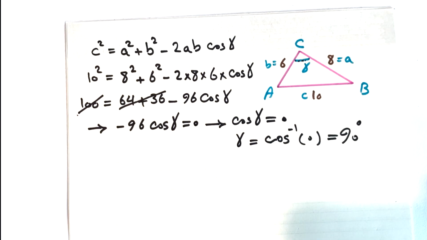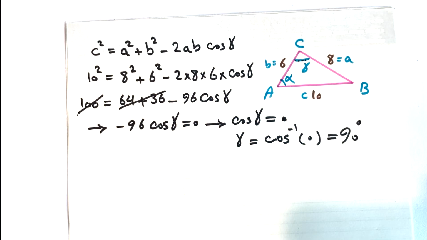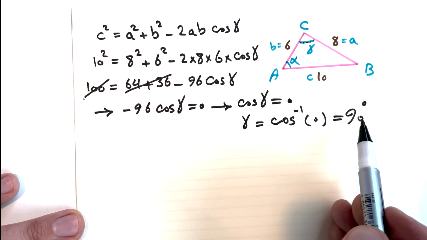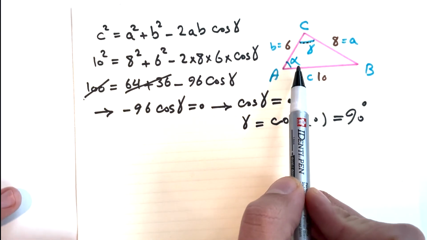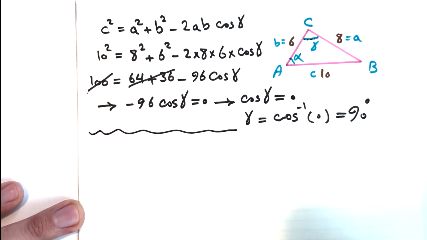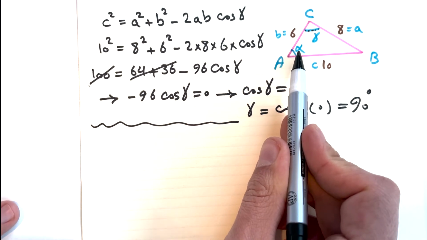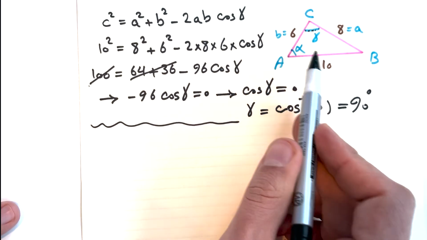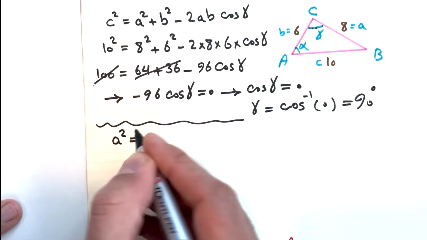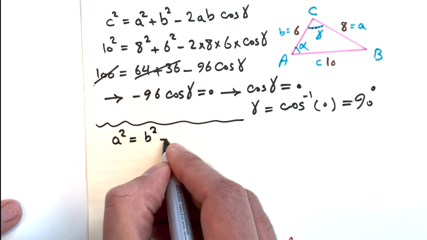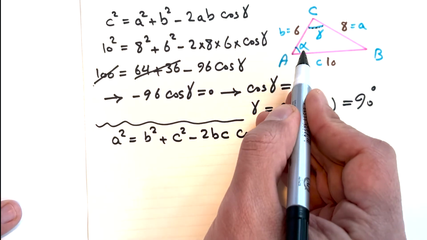So what if I go and find the alpha here? Again, like the previous example, I can use both the law of cosine and law of sine here to find the alpha. But here, I will leave the law of sines to you guys, and I'm just going to use the law of cosine here to find alpha. So for alpha, I can write the law of cosine in this way. For the side A, I can write A square is equal to B square plus C square minus 2BC cosine alpha.